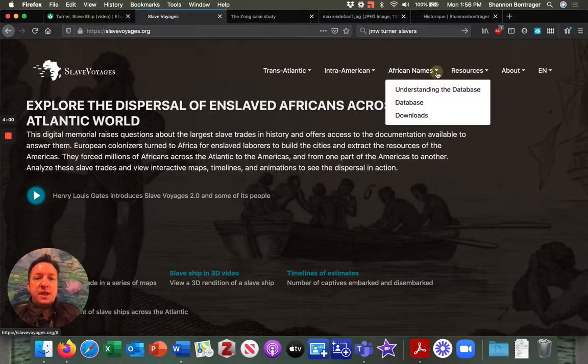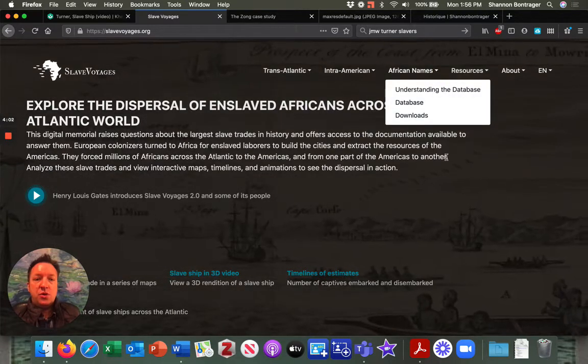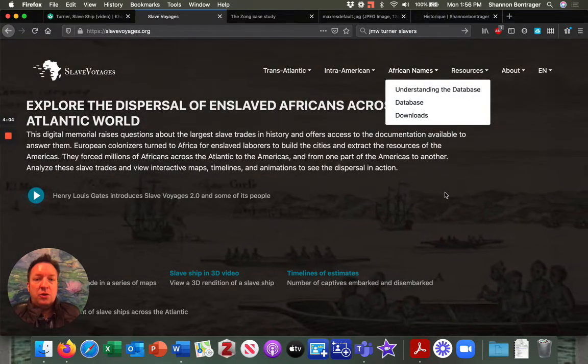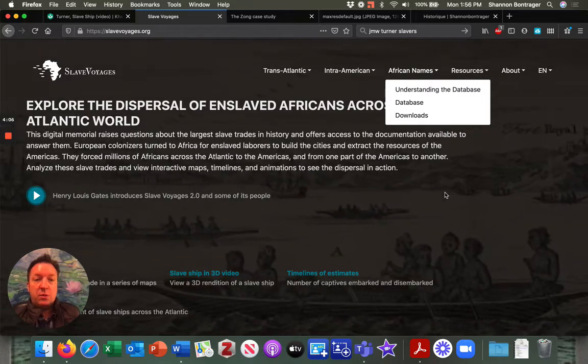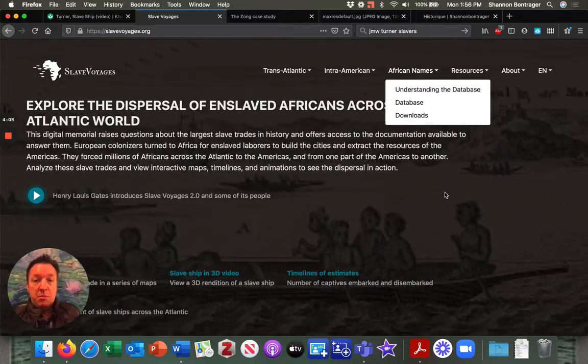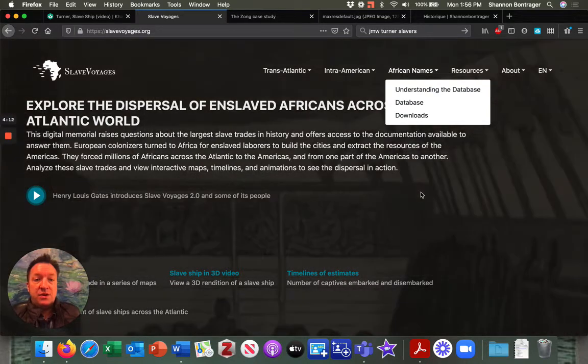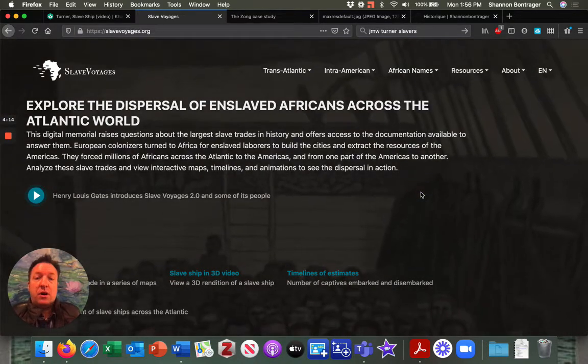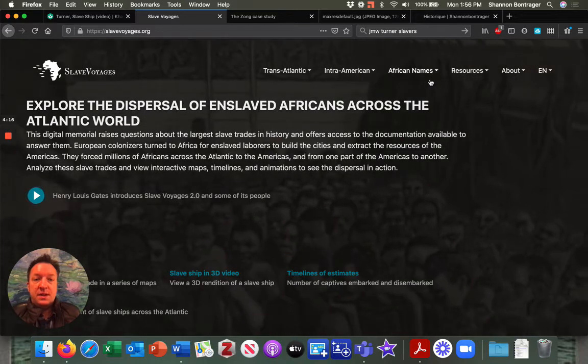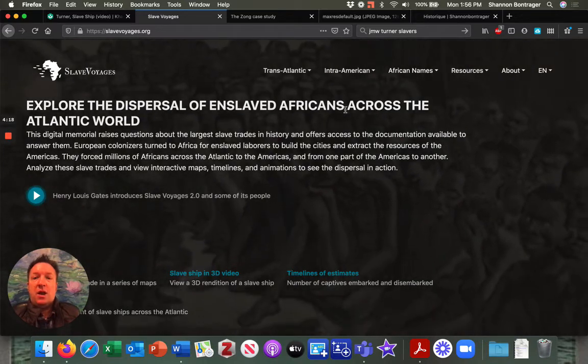And also there's a database on African names, where you can look for individuals, how they were recorded in history by the white slave traders. Names of individuals who were stolen from Africa. This database is also very interesting and helpful.